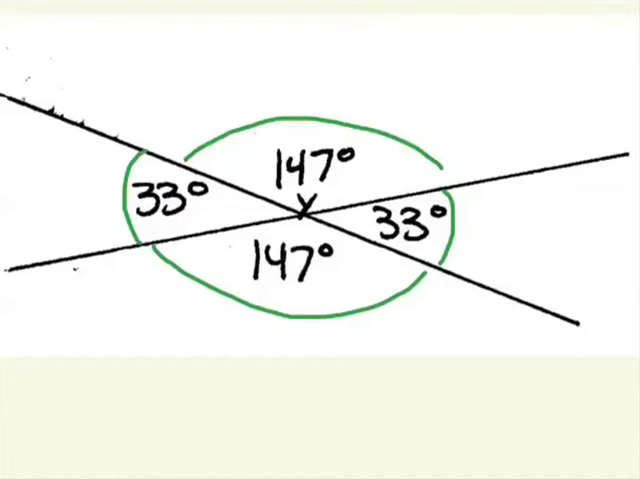Now if we added up all four angles, guess what we would get as a total? Looks like a circle, doesn't it? So we get 360 degrees. Let's use that to solve one more problem.